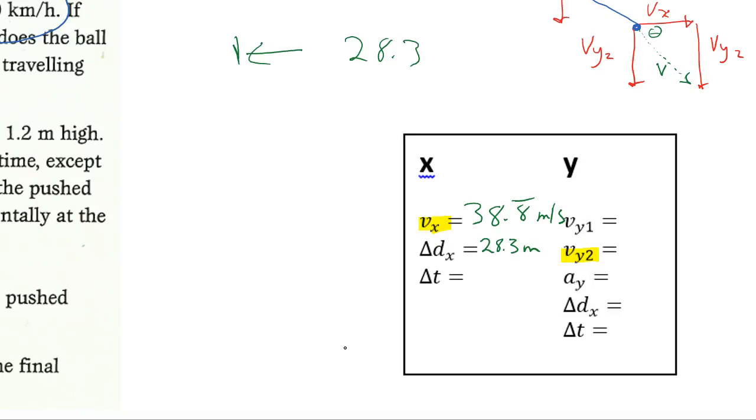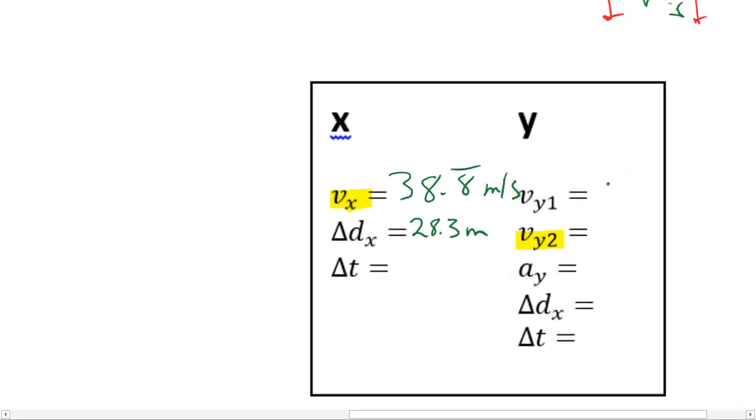Well, I think we know that Vy1 is equal to 0, because my initial motion is only vertical, and I know my Ay is negative 9.8. And I need to figure out what Vy2 is. Oh, I made a mistake. This should be delta dy, not delta dx.